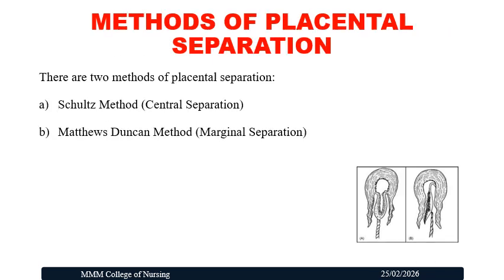Methods of placental separation. As I told you, there are two methods of placental separation. One is Schultze method, another one is Matthews Duncan's method. Schultze method is a central separation and Matthews Duncan's method is a marginal separation.